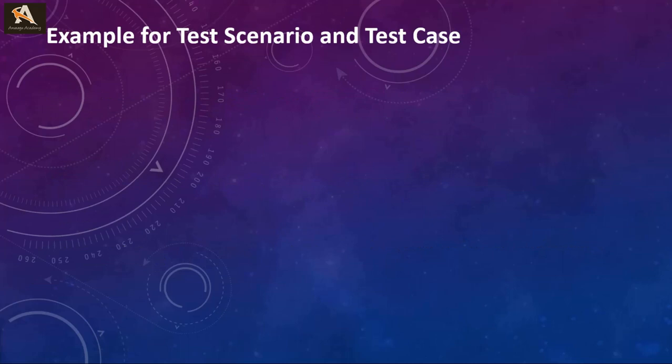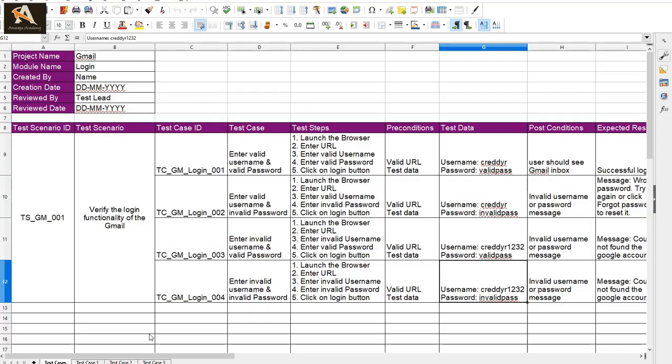Okay, so to understand further about test scenario and test case, let's see one example. Generally we prepare test cases in a spreadsheet. If you have any tools for preparing, we can use them. So generally the structure of test case documents will look like this. It may vary from company to company, organization to organization, but it is more or less the same.